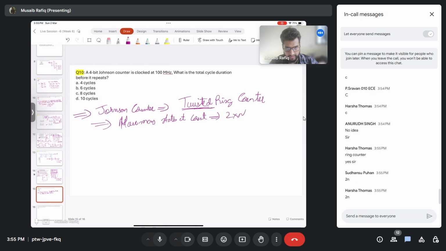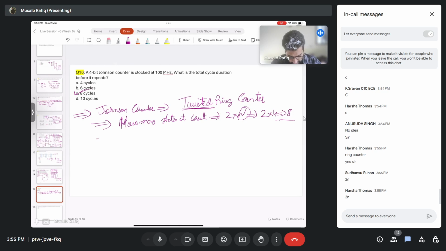2 into n, where n is your number of bits, and in terms of architecture, n also represents the number of flip-flops. So it is 2 into 4, so 8 states it will count. After 8 states, my cycle repeats. So basically, after 8 cycles, I have a repetition.